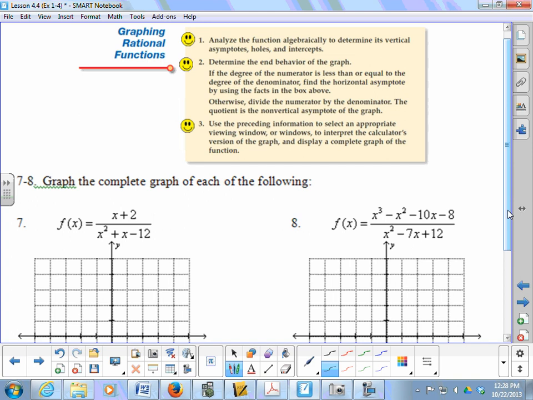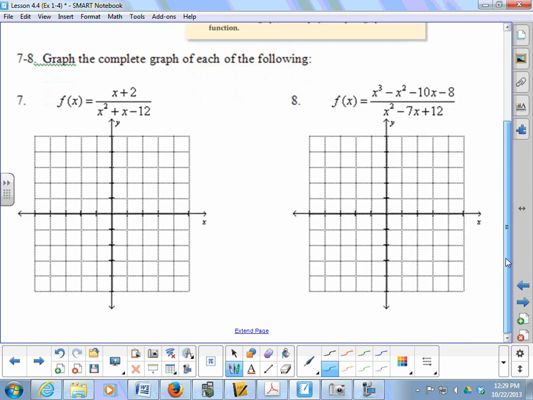I don't think we need to do number 7. We've done enough of them, so we need to do number 8, one where it's bigger. And maybe we'll go take a look at number 22. So, graphing rational functions. Analyze the function, algebraically determine its vertical asymptotes, holes, and intercepts. We did that. Determine the end behavior, so we need to look at the degree of the numerator and denominator there, and then use your specific information and a good viewing window to make the graph. So let's look at number 8.